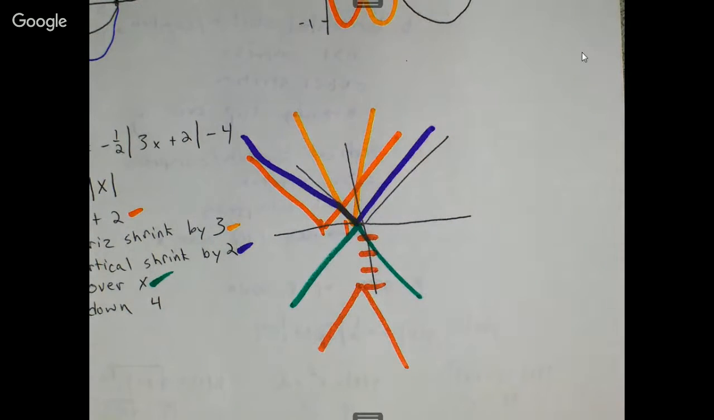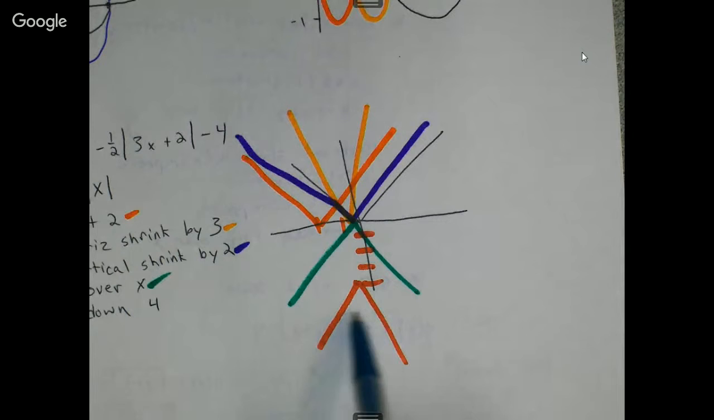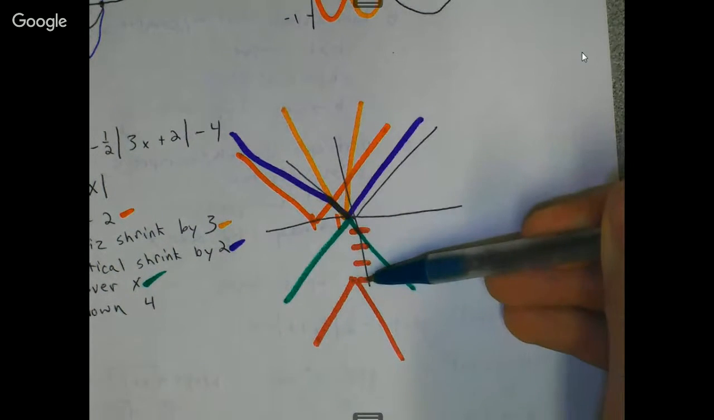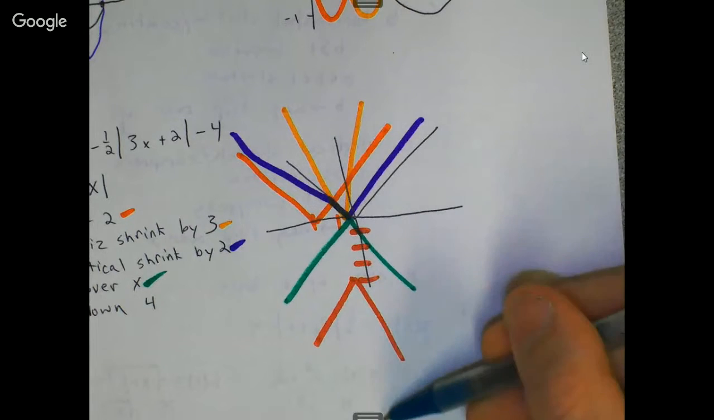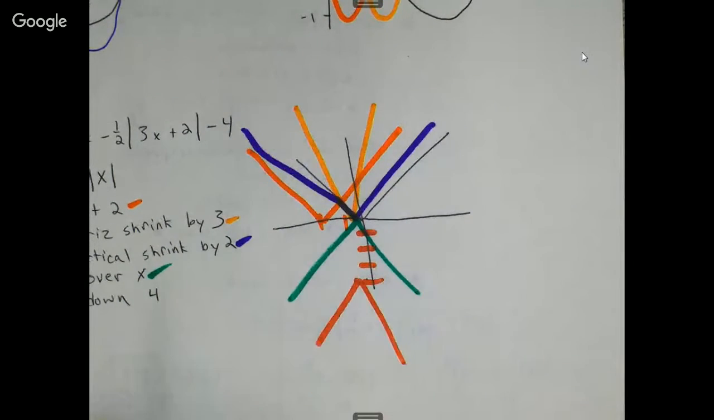Okay. Now again, that's not exact. That just helps me to realize that, okay, my domain is negative infinity to infinity. My range is now minus infinity to minus 4. And that's kind of what we're looking at.